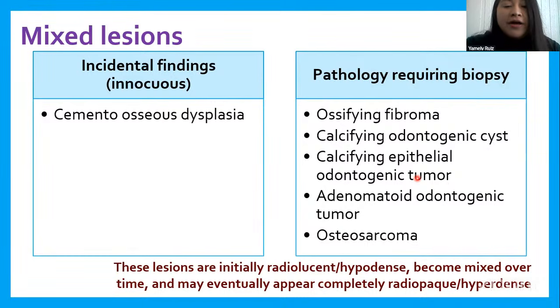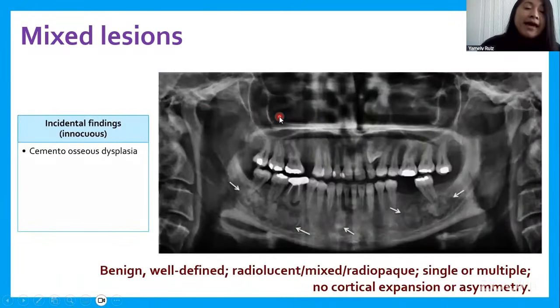These lesions are initially radiolucent or hypodense, become mixed over time, and may eventually appear completely radiopaque or hyperdense. That's the importance of the mixed lesions. Mixed lesions do not appear mixed at the beginning; they are hypodense or radiolucent at the beginning, then they become mixed over time, and at the end, with the passing of the years, may eventually appear completely radiopaque. That is very important to know for these mixed entities.